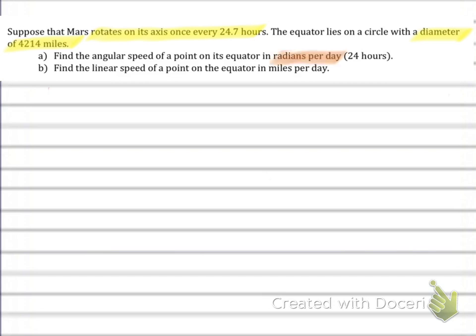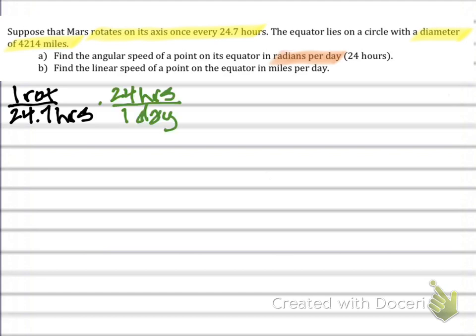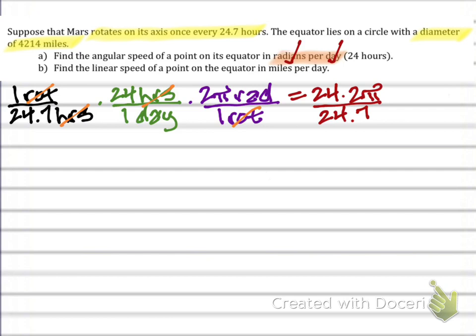So we want radians per day. So we start with what they give me, 1 rotation every 24.7 hours. And if we do the time, we'll do 24 hours in one day. So then my hours cancel and I have my day. But I don't have radians anywhere, so I've got to introduce the radians. So that is 2 pi radians in one rotation. So now my rotations cancel and I have radians. So we're just putting it all together and I get 6.1. If they wanted whole numbers, it would be 6 radians per day.